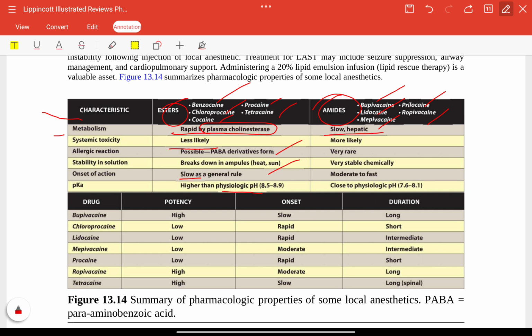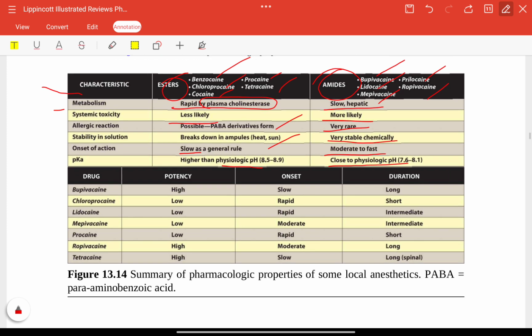Metabolism is slow. Systemic toxicity is more likely. Allergic reaction is rare. Stability is very stable. Onset of action is moderate to fast, with pKa close to physiologic pH.